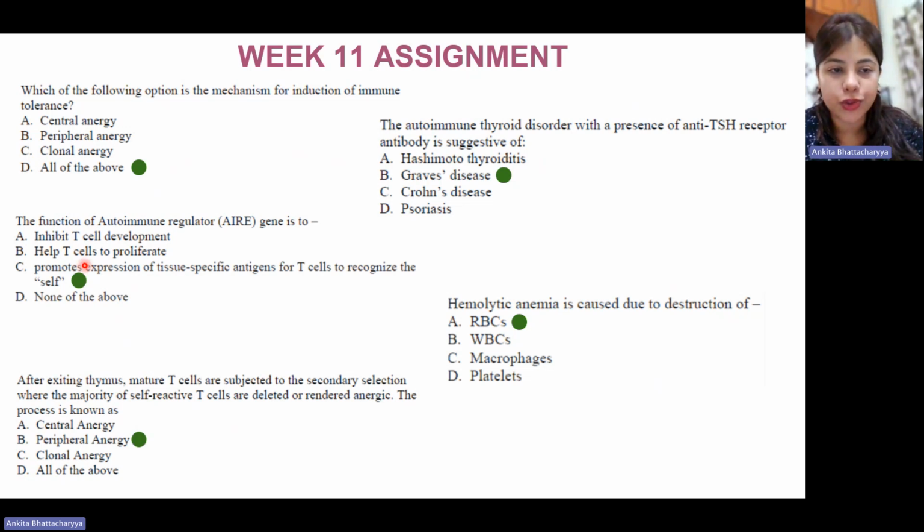The other options are not true, which is inhibition of T cell development. No. Proliferation of T cells is helped. No. The correct option would be option C.